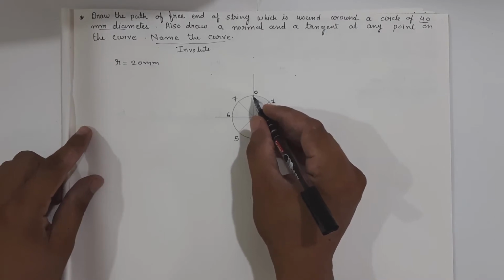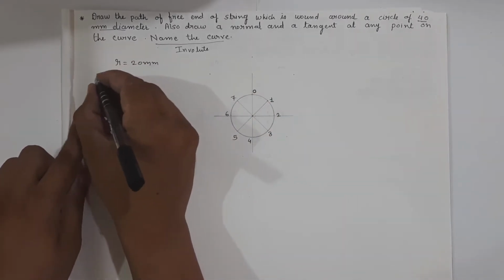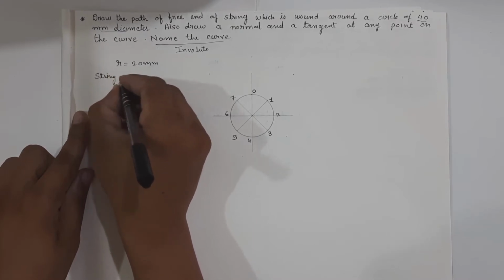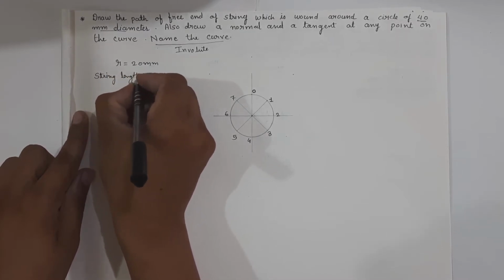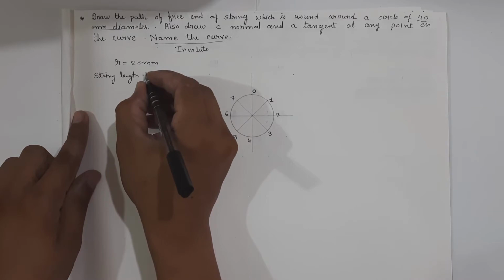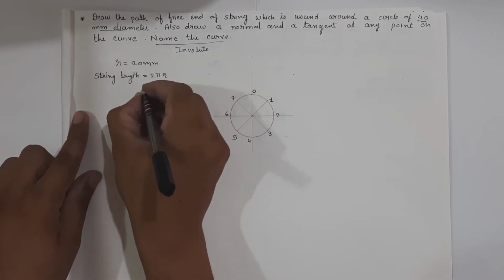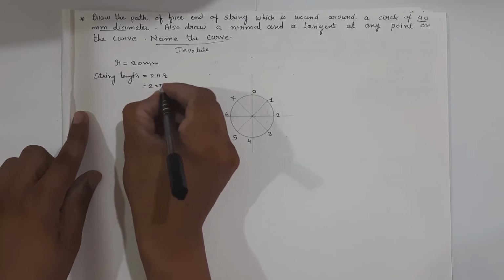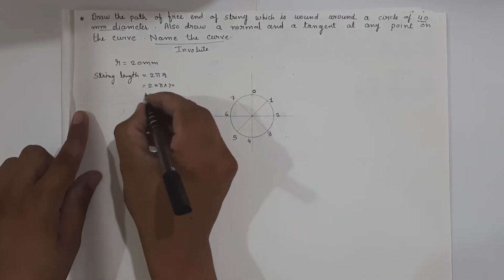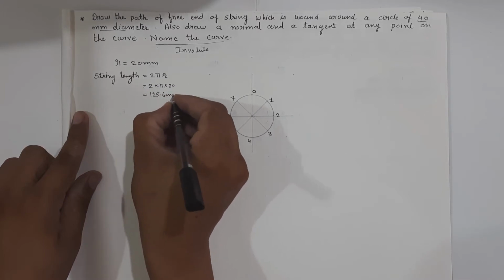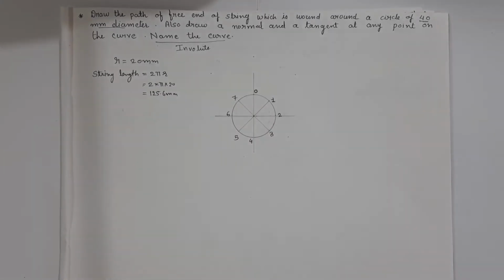So what will be the string length for the circle? Right now, the string length is not given, so we will take the string length equal to 2 pi r. It's equal to 2 into pi into 20. So it is equal to 125.6 mm.